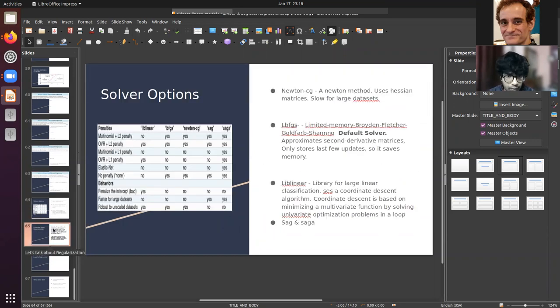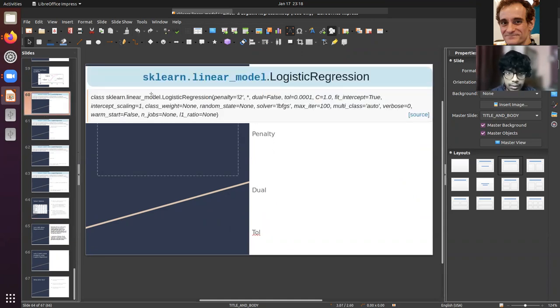Then we have solvers. We have multiple solver options. I'll be discussing this particular call line of the class method, LogisticRegression. You have the penalty parameter, dual, tol, C, fit_intercept, intercept_scaling, class_weight, random_state, solver, max_iter, multi_class, verbose, warm_start, n_jobs, l1_ratio. Multiple parameters; I will be discussing the ones you should supply at this point, the ones which are mostly dealt with.